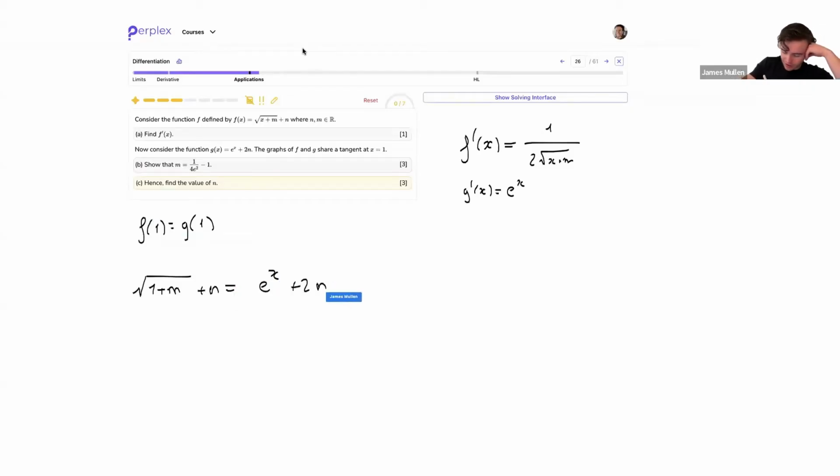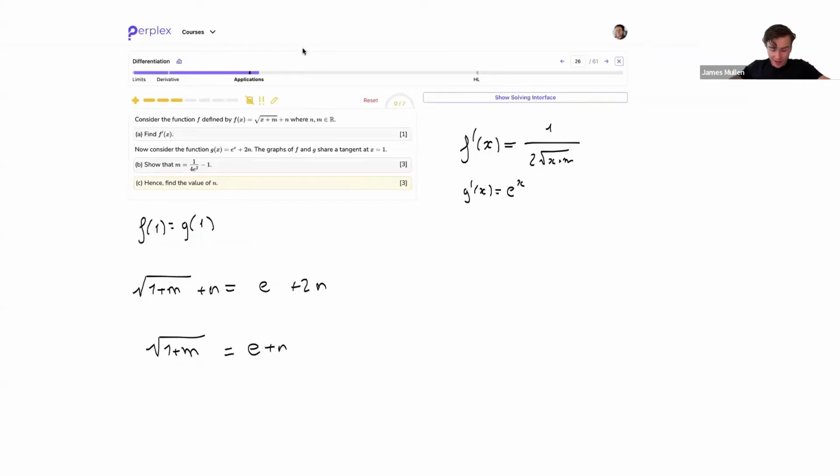And I'm going to simplify that. I'm sorry, e to the x is, in this case, e to the 1, which is just e. Now I'm going to move the n's to one side, and I'm going to have the square root of 1 plus m is equal to e plus n.